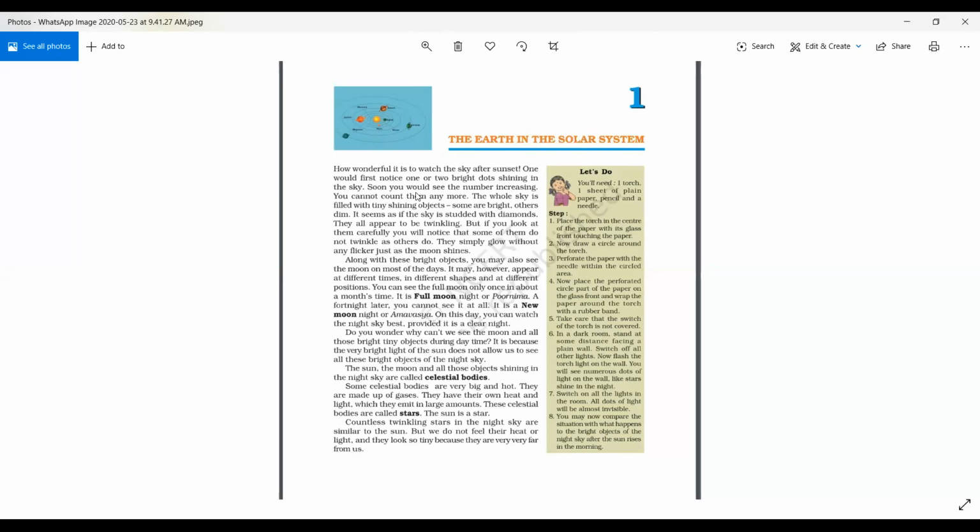How wonderful it is to watch the night sky after sunset. One would first notice one or two bright dots shining in the sky. Soon you would see the numbers increasing, right? Some are bright while others are dim. It seems as if the sky is studded with diamonds. They all appear to be twinkling, but if you look carefully, you'll notice that some of them do not twinkle as others do. They just simply glow without any flicker, like moonshine.